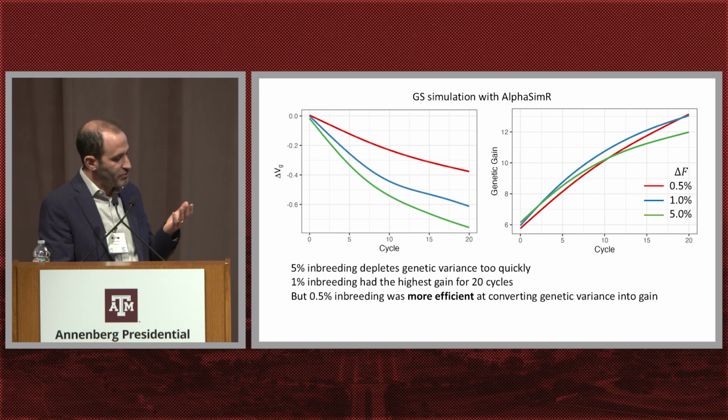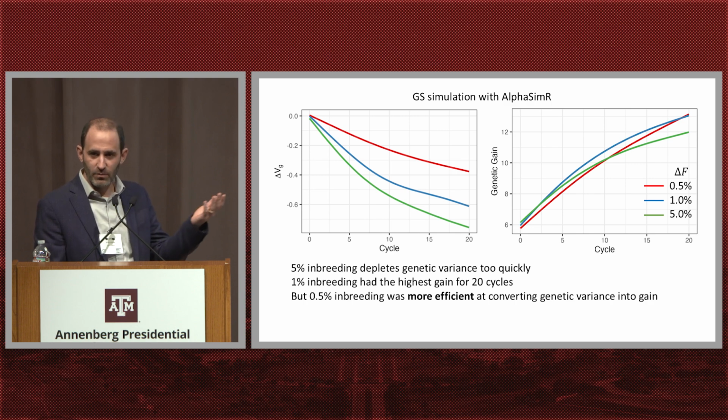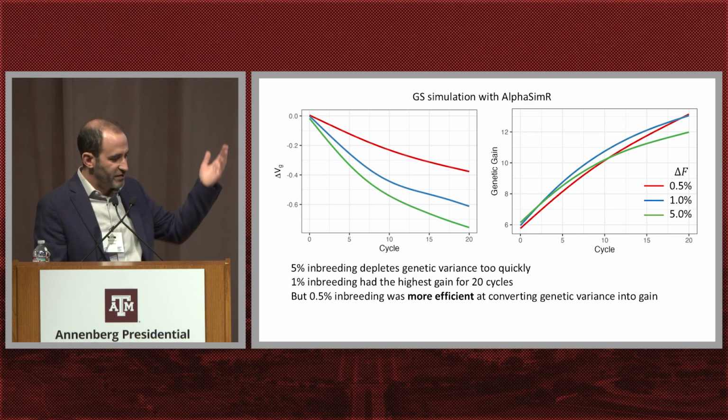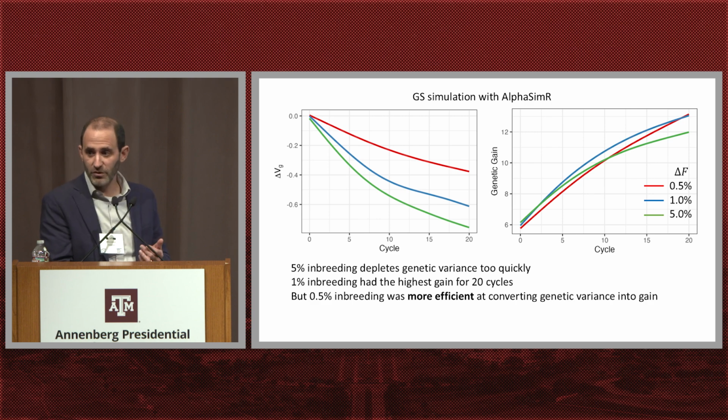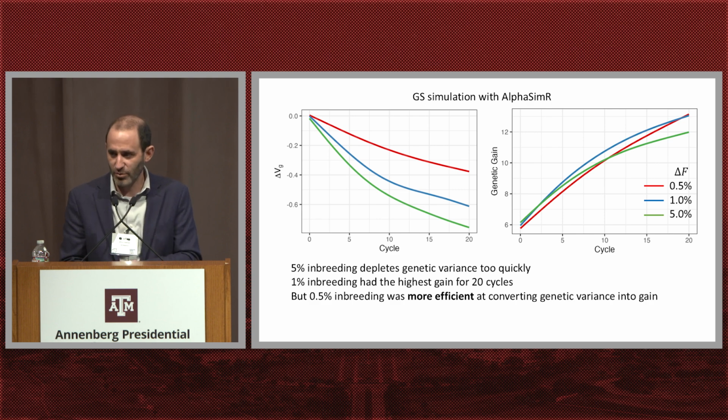And you can see the 3 different inbreeding rates I've simulated. The red is 0.5%, blue is 1%, and green is 5%. Well, you can see we can rule out the green idea pretty immediately. It's losing genetic variance the most rapidly on the left-hand side. And after 20 cycles of selection, it's got less genetic gain in the green than the other solutions. So there's no benefit, right? You get less gain and you lose more variance. It's the least efficient approach.